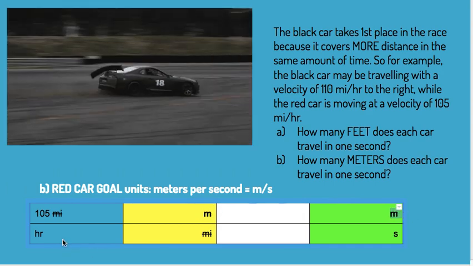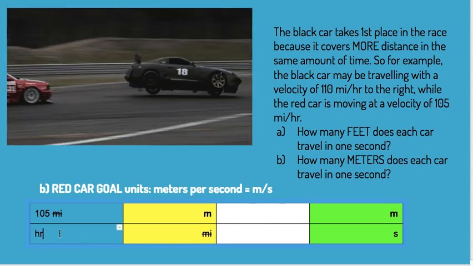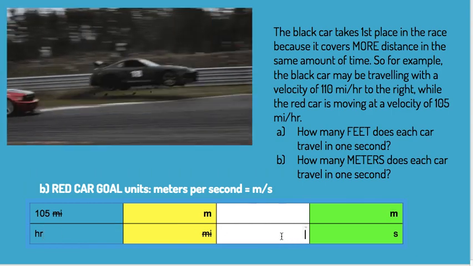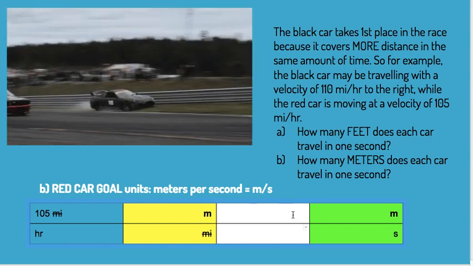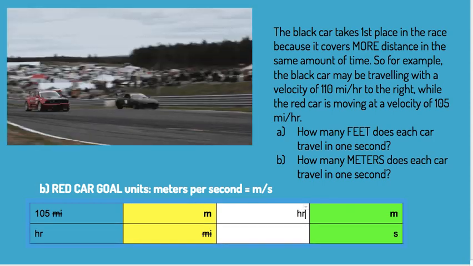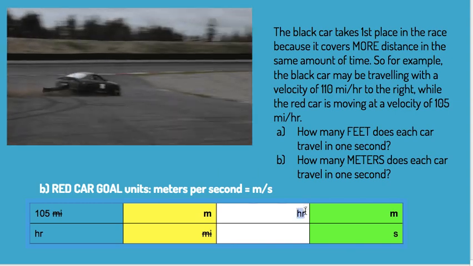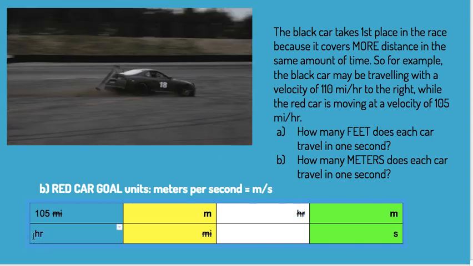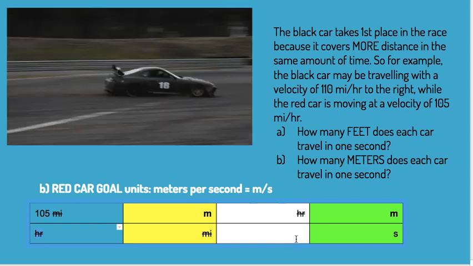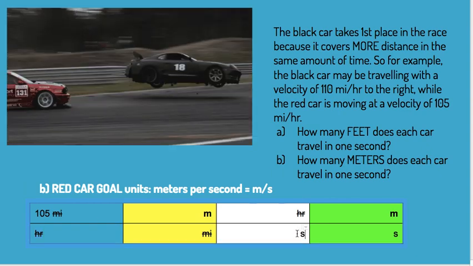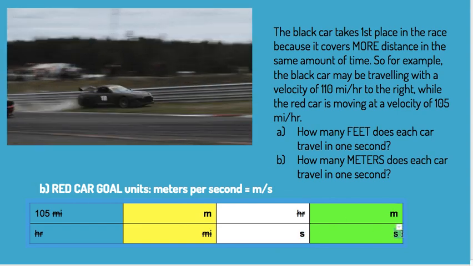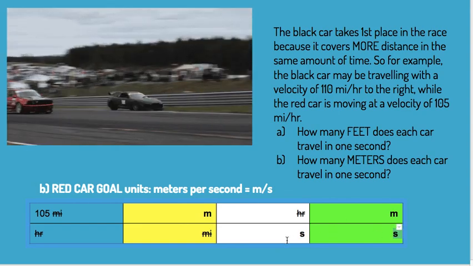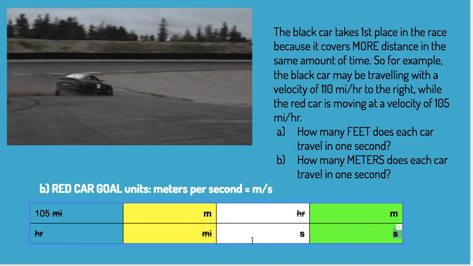Bold, we're good. And then I want to get rid of hours. So instead of dividing by hours, that would give me hours squared on the denominator. So I want to multiply by hours. Hours would cancel out. And I want to put seconds on the denominator. And that matches my goal unit. So again, this whole fraction needs to be equal to 1.